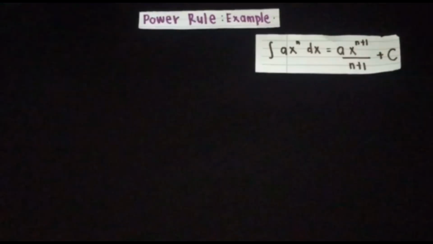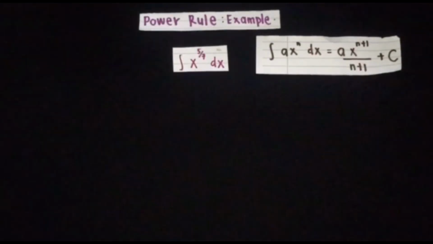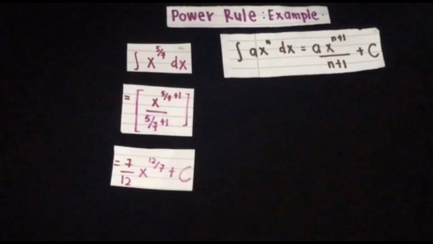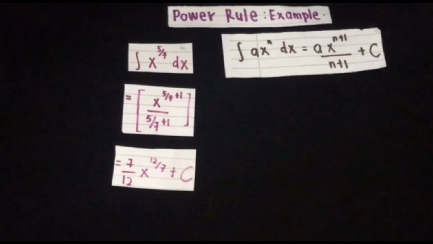The second example question for the power rule is from question 9b. They ask us to integrate x to the power of 5 over 7 dx. Same step as before, we integrate x to the power plus 1, which will be 5 over 7 plus 1, divided by 5 over 7 plus 1. Lastly, when we simplify, we get 7 over 12 x to the power of 12 over 7 plus c.